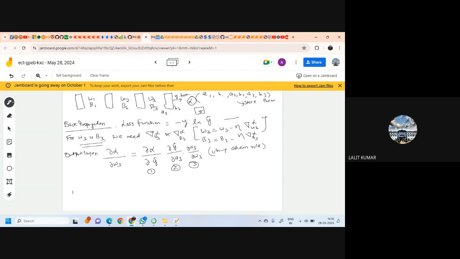For one, L is equal to minus y ln y hat. Therefore, del L by del y hat becomes minus y divided by y hat. This professor has also written it as minus 1 divided by y hat. It is 1 where y is equal to 1, else 0. Now we come to the second part.